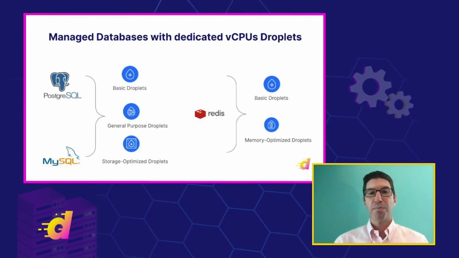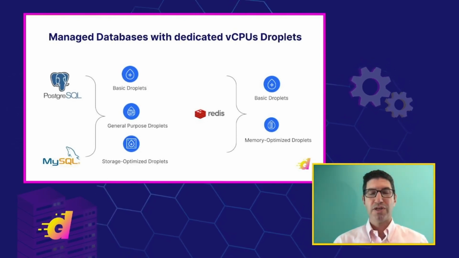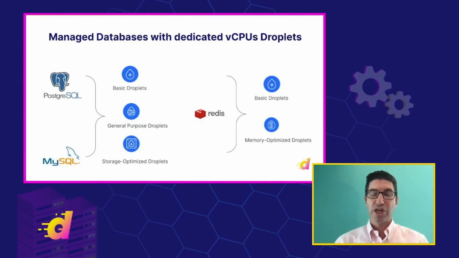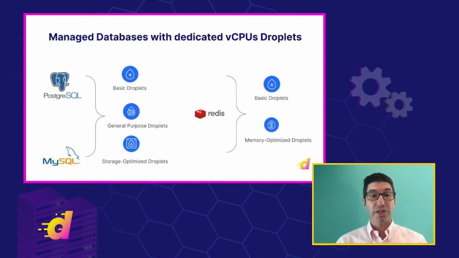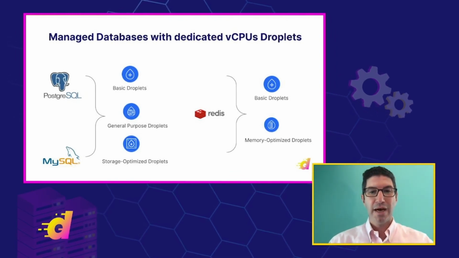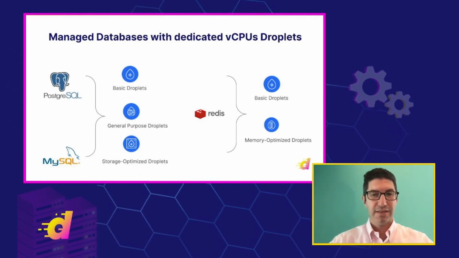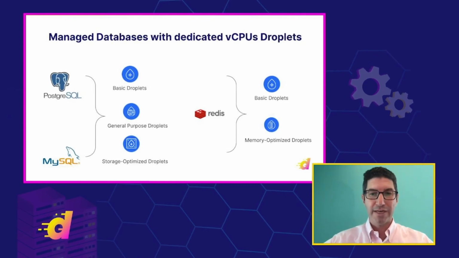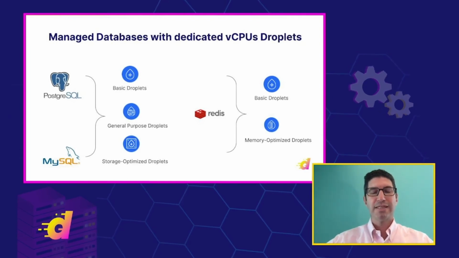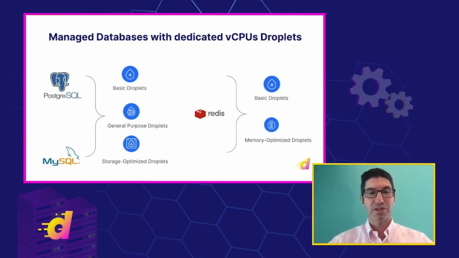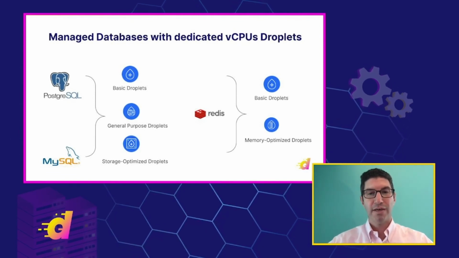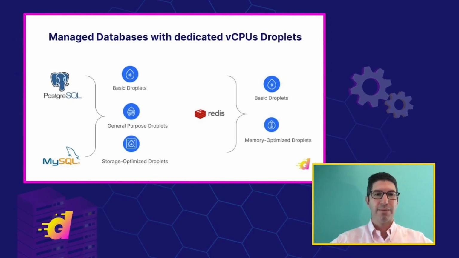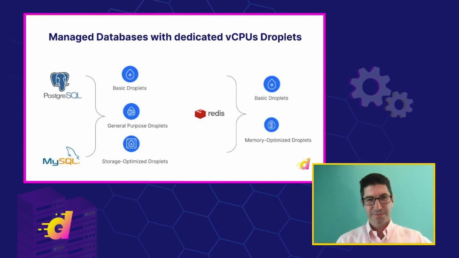But if you've got more demand, more workload, you need dedicated CPUs and maybe more storage for Postgres and MySQL, general purpose droplets or storage optimized droplets are going to be perfect for those use cases. And when we look at Redis and its in-memory data store, that means that memory optimized droplets could be the perfect fit for high production Redis clusters that you're trying to deploy. So you can take a look at those.